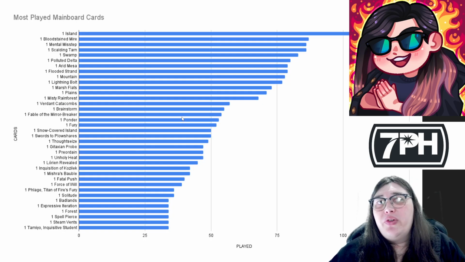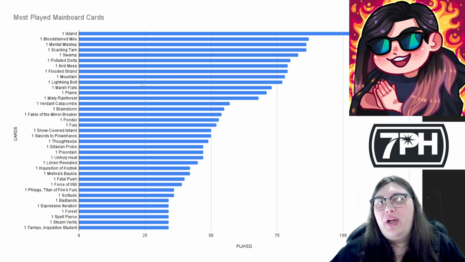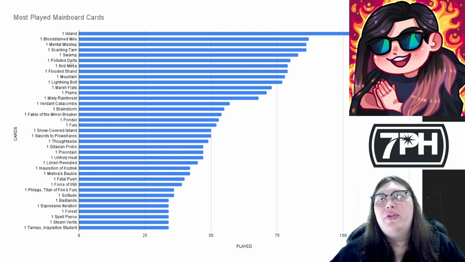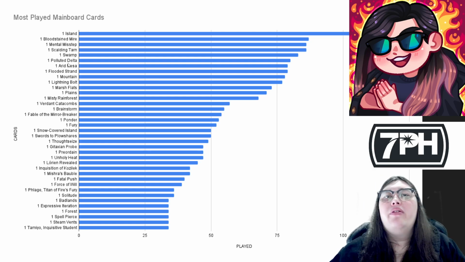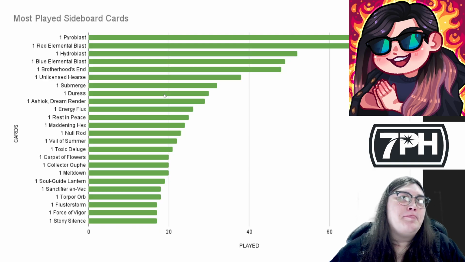Next we have the most played mainboard cards. These next few points are going to be pretty quick and dirty. So we have Island, Bloodstained Mire, Mental Misstep, Scalding Tarn, Swamp, Polluted Delta. This is simply a graph of how many copies of a card were in the room, and that's why a lot of the basic lands perform quite highly, because they're the only cards that you can play multiple copies of.